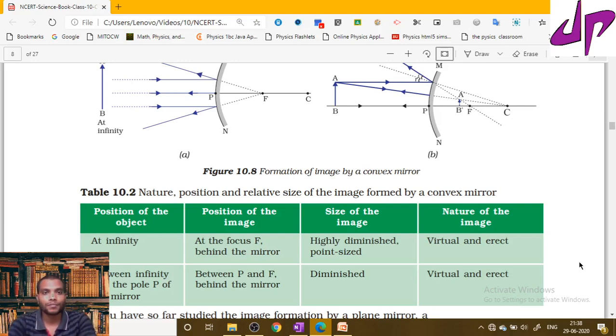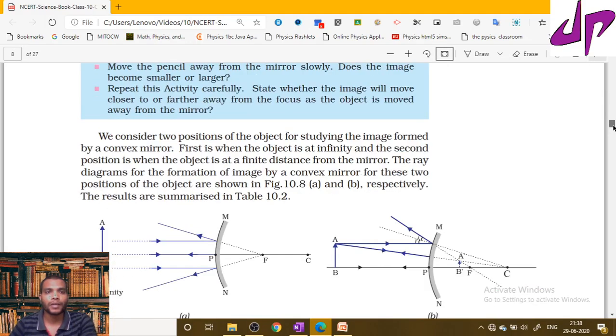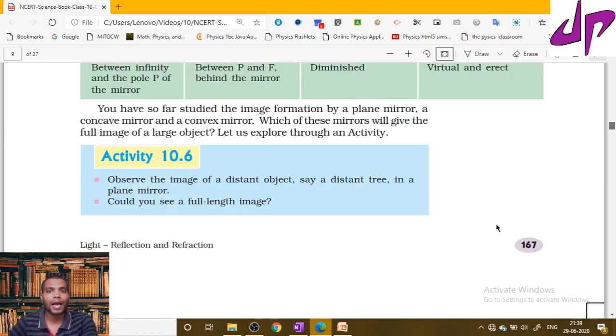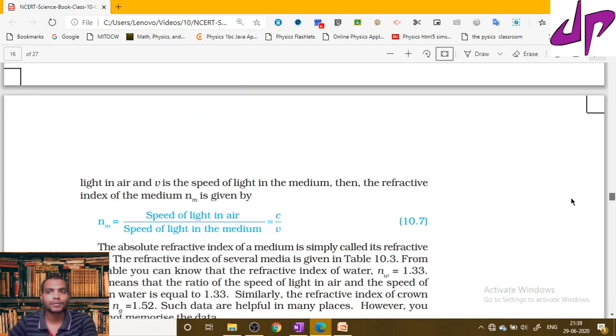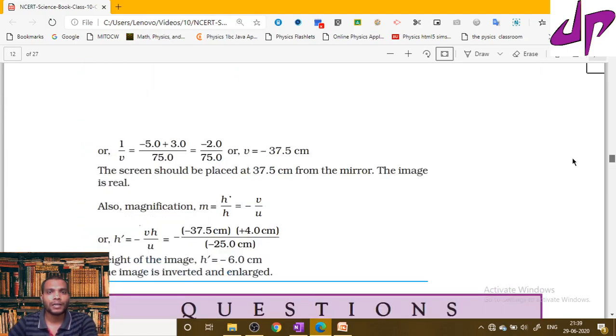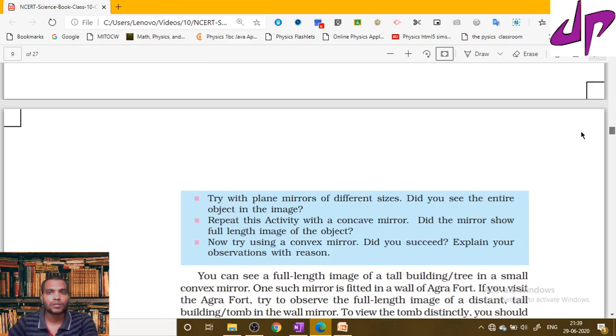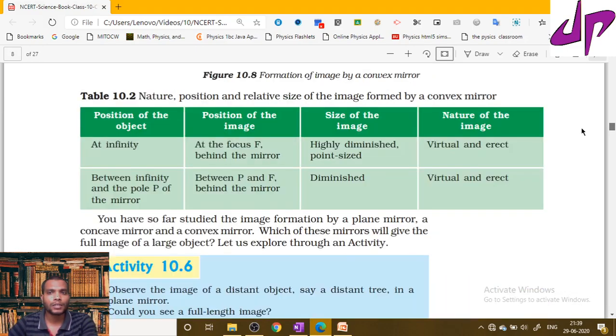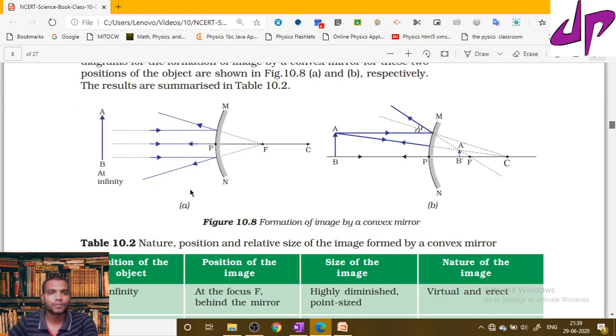Hi students, last class I discussed image formation by a convex mirror. Unlike a concave mirror, a convex mirror has only two cases. So those two cases we will learn once again. The first case is when the object is at infinity.